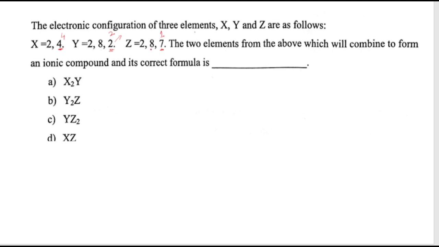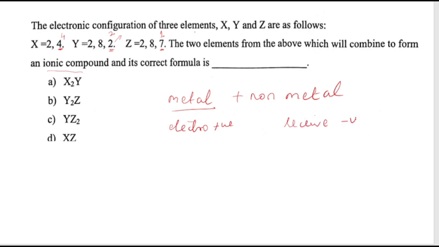So we know that in this case the two elements from the above which will combine to form an ionic compound. Ionic compound is always formed between a metal and a non-metal, because metals give electrons and they become electropositive, whereas non-metals receive electrons and they become electronegative. So here in this case we can see that it needs only 1.